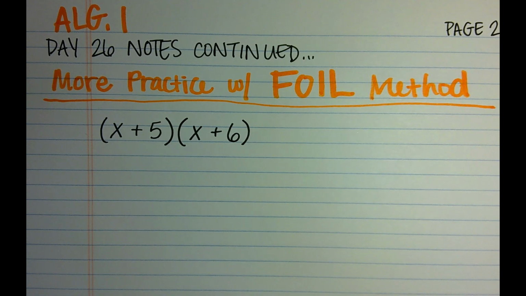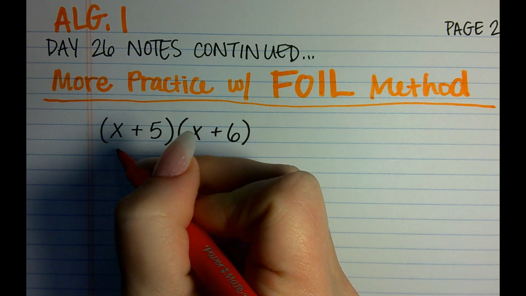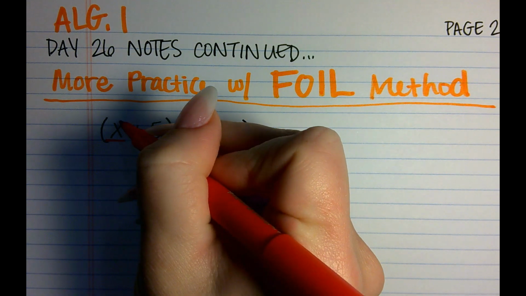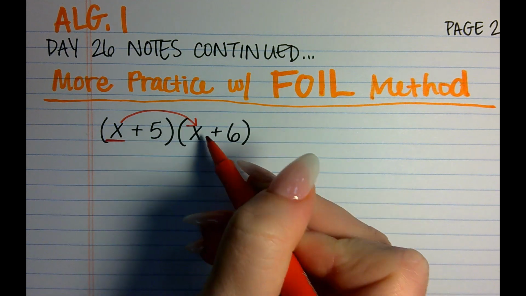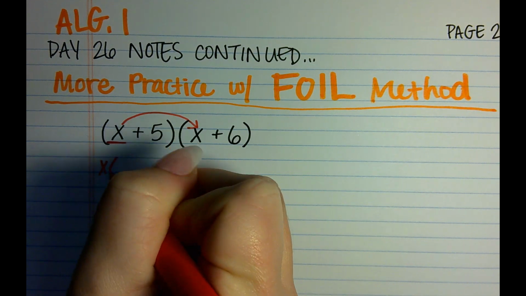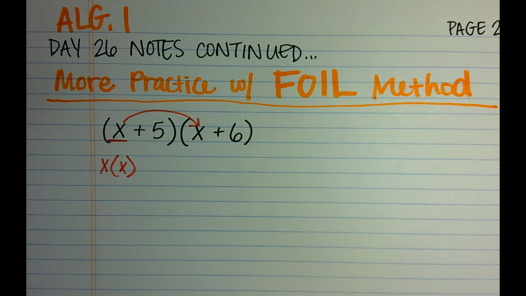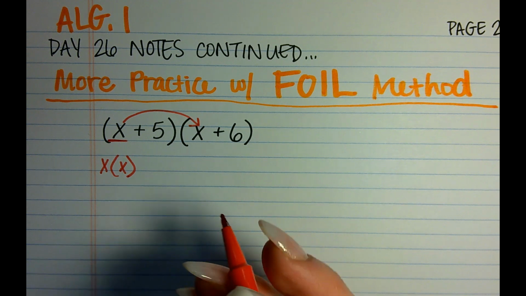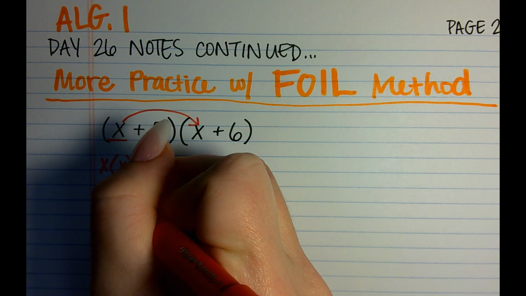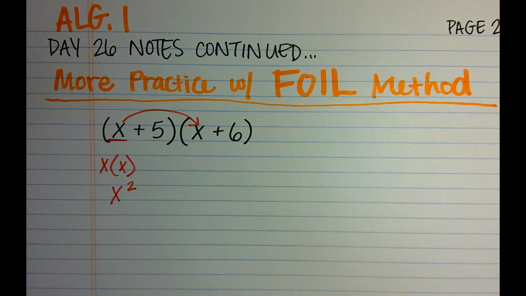Using the FOIL method, what is my first step? X times x, good. So we're going to distribute this x times x, which gives us what? X squared, good. Okay, what do I do next?